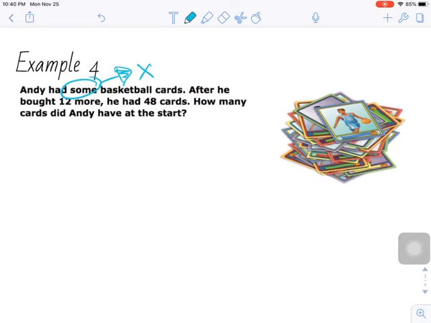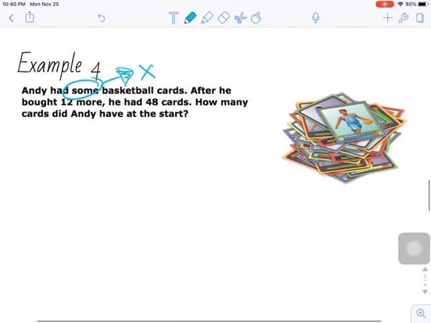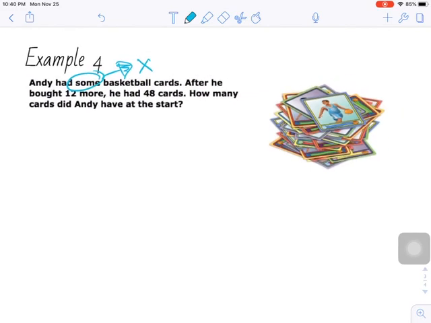So what would my equation here be? He had some amount of cards. He buys 12 more, and then after he buys 12 more, he has 48. So I have my X. I'm starting with my X amount. I don't know what I'm starting with. I'm doing 12 more, so I'm adding 12, and together I'm going to have 48 there.